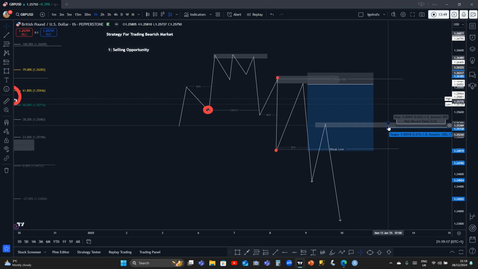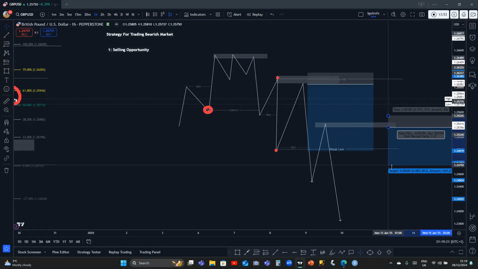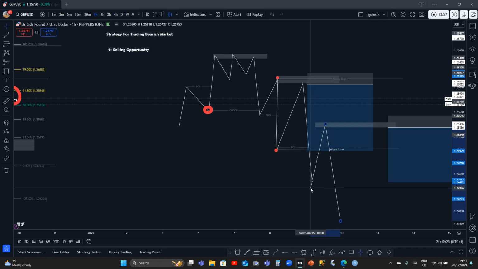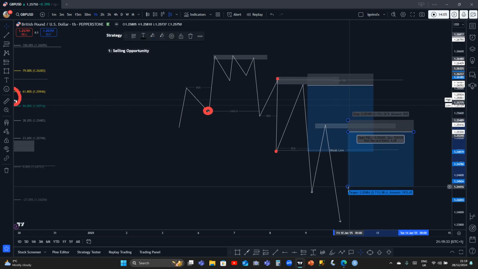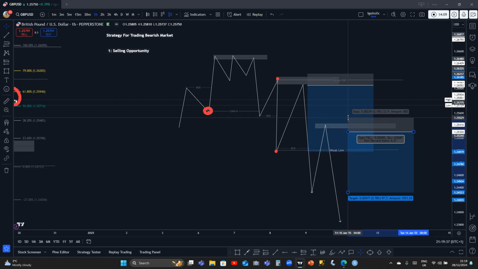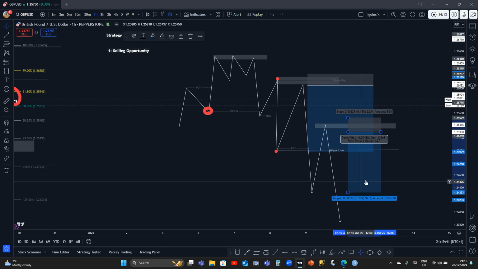Like I told us, your target should be this low. This is the low that you should be targeting. Your target should be this low. Above structure, your target should be this low.